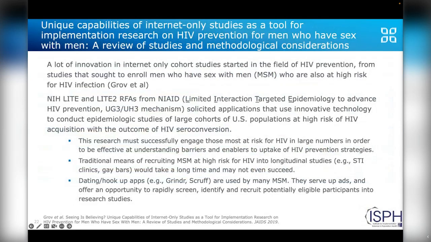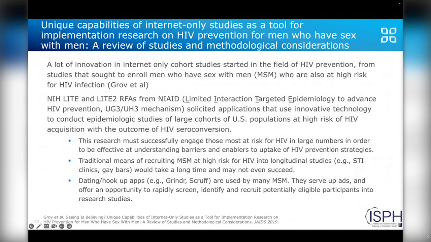We're able to do this work in the Chasing COVID cohort because of a lot of important pioneering work in online studies in the field of HIV prevention, led specifically by Professor Christian Grove on our team at the University of New York. These studies that he led focused on enrolling sexual minority men into longitudinal follow-up with home-based HIV serologic testing. This pioneering work enabled us to be very successful with 2 NIH RFAs under the LIGHT program of NIAID, the limited interaction targeted epidemiology to advance HIV prevention.